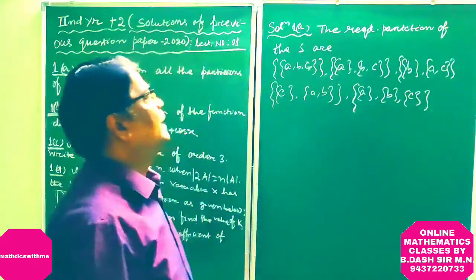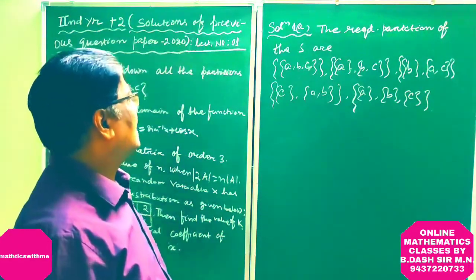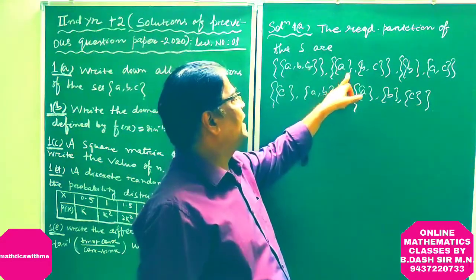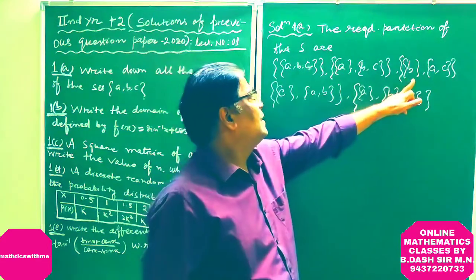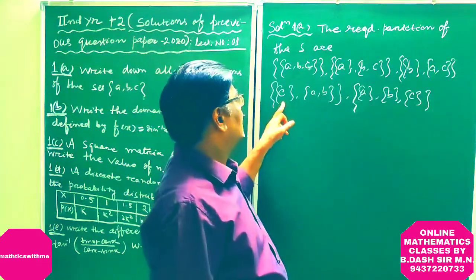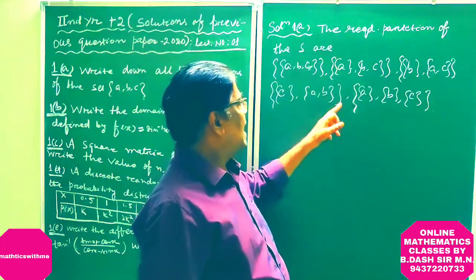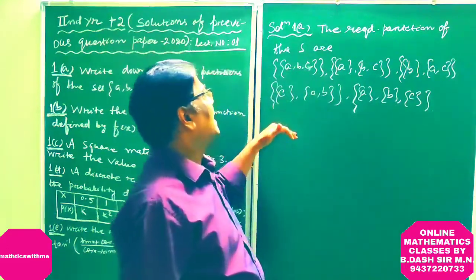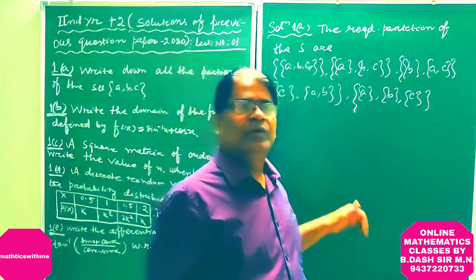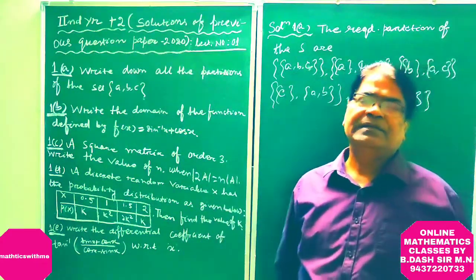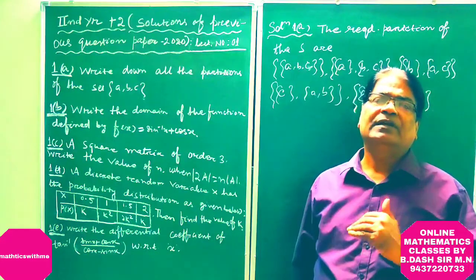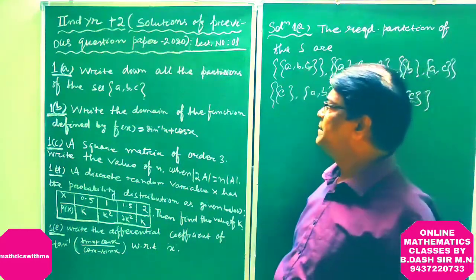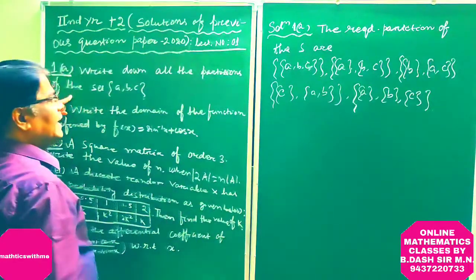So, the required partitions of the set S are {{A},{BC}}, {{B},{AC}}, {{C},{AB}}, and {{A},{B},{C}}. These are the partitions of the set S. We know two sets A and B form a partition of the set S if A union B is equal to S and A intersection B is equal to phi. So with this, question number 1A is solved.